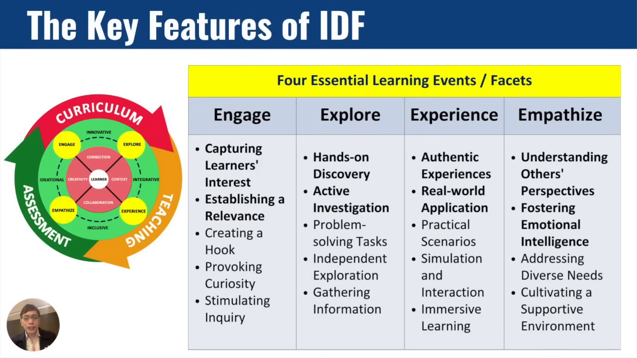Taken together, the four learning events describe the key kinds of learner experiences that should be present in a lesson. Engage sparks attention and interest, explore allows learners to investigate and discover, experience gives them the opportunity to apply and demonstrate understanding, and empathize helps them connect learning to human, social, and environmental realities. These four are not meant to be a fixed sequence, but they appear at different points in the lesson depending on the objective, content, and needs of the learners.